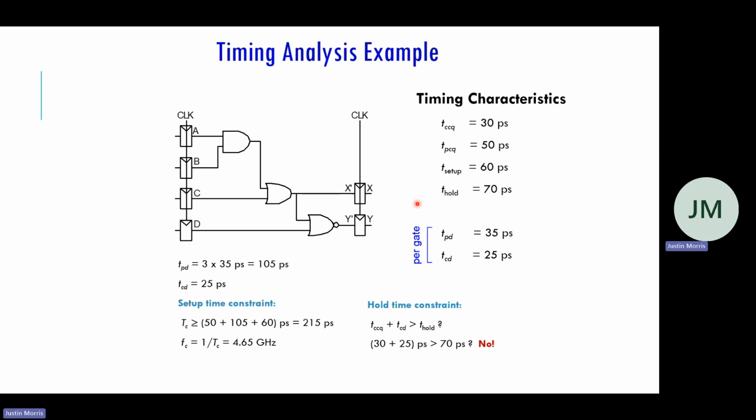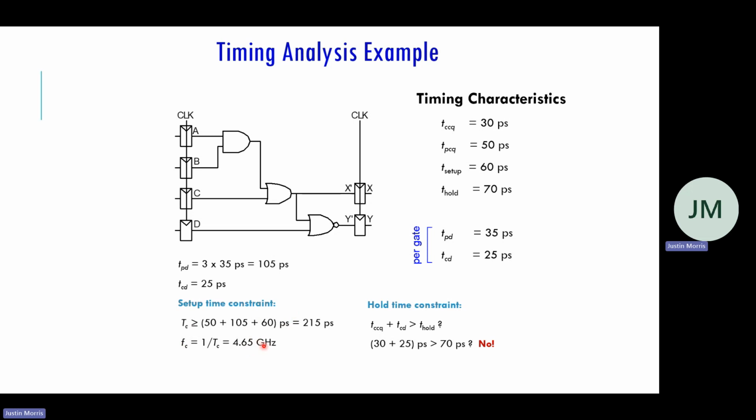And then we have finally the setup time, because we have to be finished a setup time before the clock edge, right? So that means our period needs to be greater than or equal to this equation, right? Which is 215 picoseconds. And if you wanted to convert that to frequency, it would be 4.65 gigahertz.